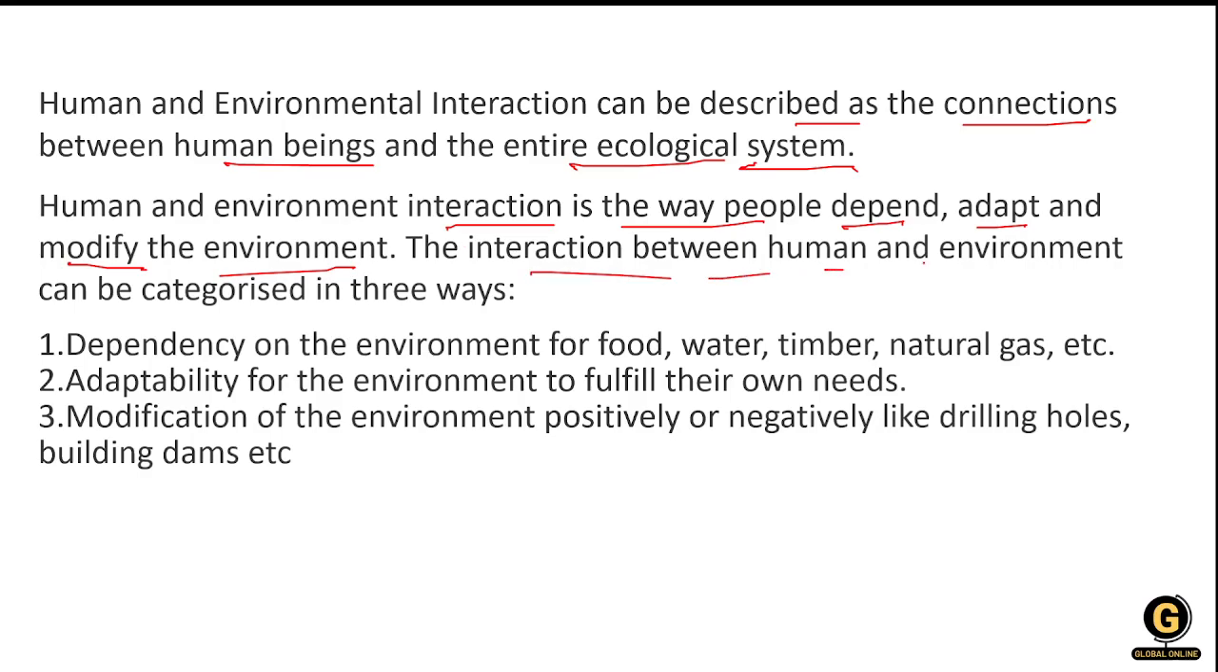The interaction between human and environment can be categorized in three ways: depend, adapt, and modify the environment. First one is dependency on the environment for food, water, timber, natural gas, etc., for better living. Second one is adaptability to the environment to fulfill their own needs. Clear? And third one is modification of the environment, positively or negatively, like drilling holes, buildings, dams, etc.